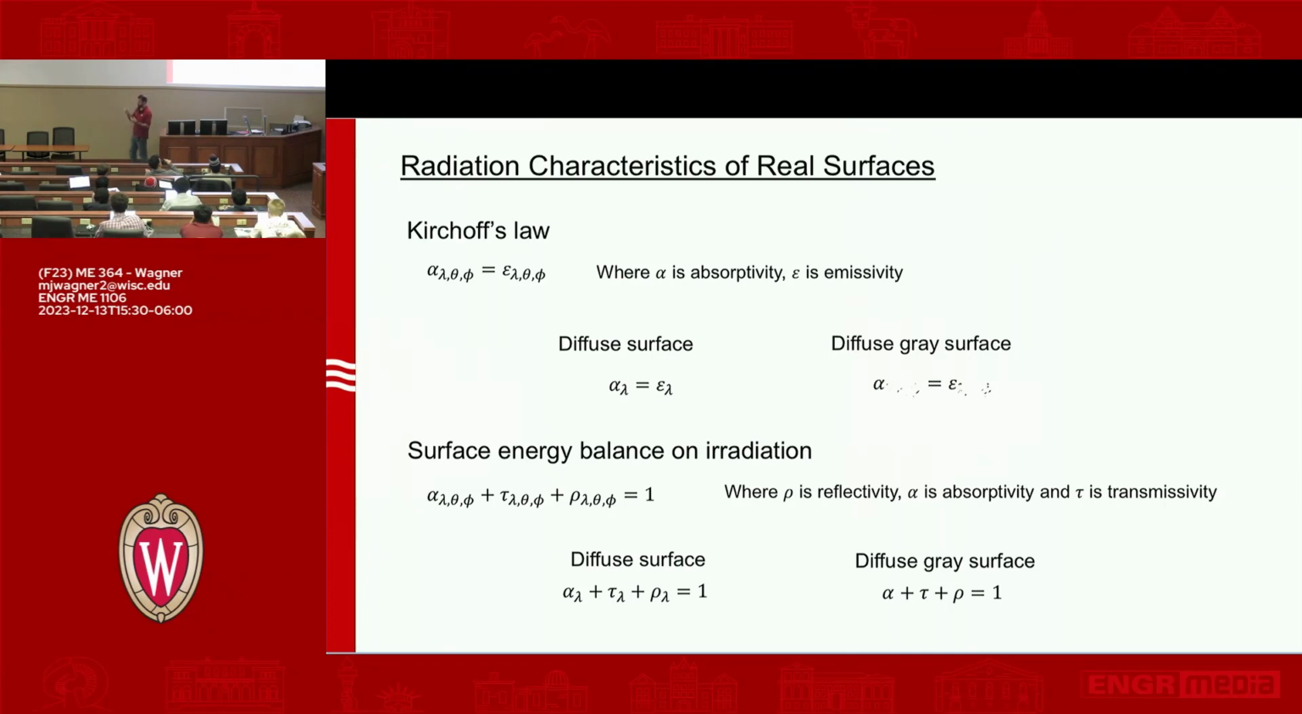Okay, then the other thing here is surface energy balance. This is saying if I've got some irradiation coming into a surface, the irradiation can be absorbed, it can be transmitted, it can be reflected. The three possibilities have to equal 1 on a fractional basis. If it's a diffuse surface, you can simplify it. If it's a diffuse gray surface, you can further simplify it. Okay.